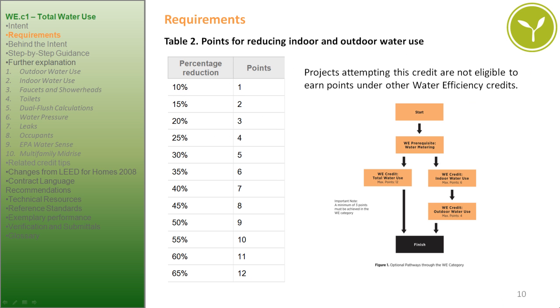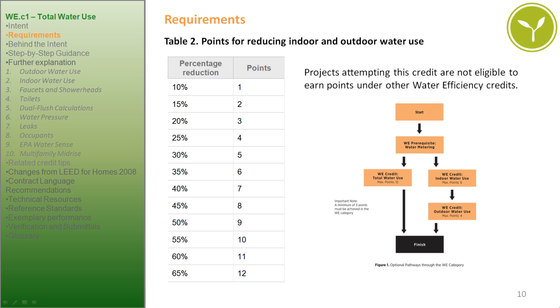Table 2: points for reducing indoor and outdoor water use. Percentage reduction: 10%, 1 point; 15%, 2 points; 20%, 3 points; 25%, 4 points; 30%, 5 points; 35%, 6 points; 40%, 7 points; 45%, 8 points; 50%, 9 points; 55%, 10 points; 60%, 11 points; and 65%, 12 points. Projects attempting this credit are not eligible to earn points under other water efficiency credits.